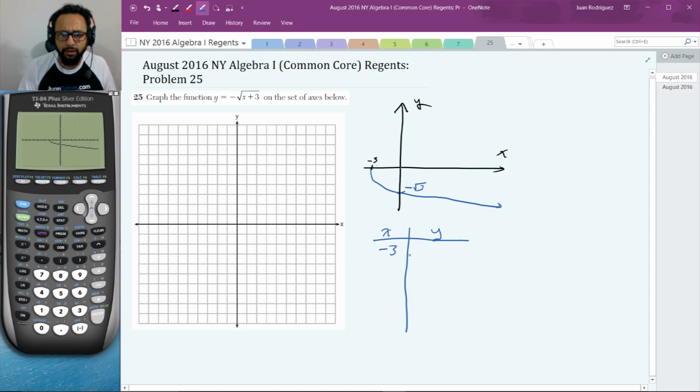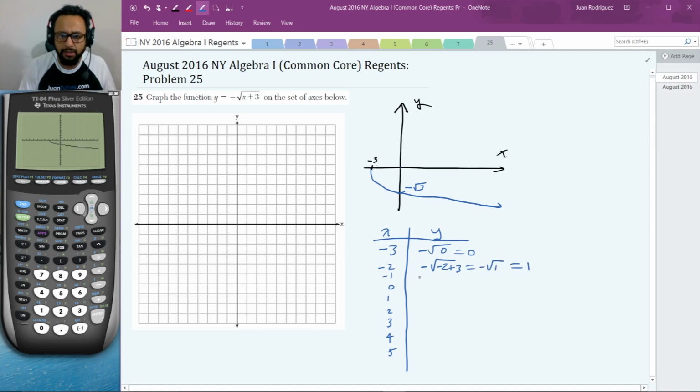The square root of a negative number is not real. So -3, I get negative radical 0, which equals 0. Then -2, -1, 0, 1, 2, 3, 4, 5. Let's just plug in those points and see if we get a pattern. Negative radical -2 plus 3 equals negative radical 1, which equals -1.